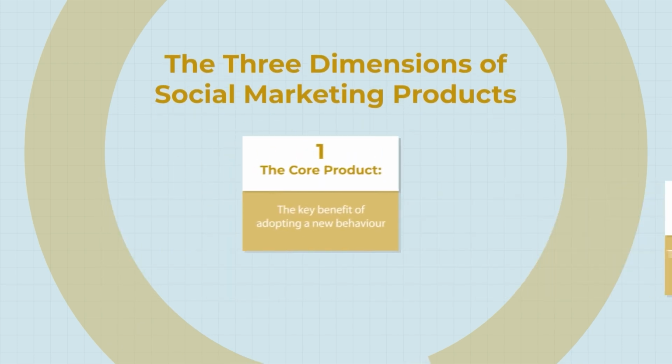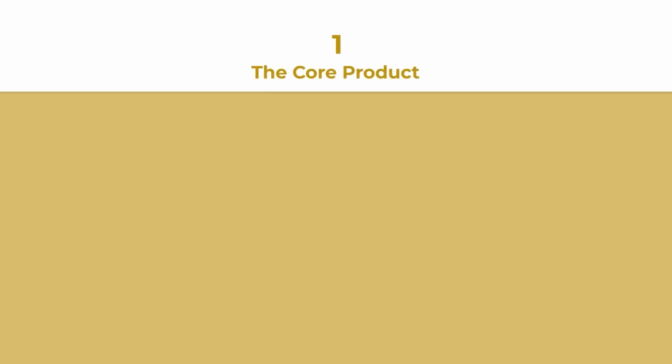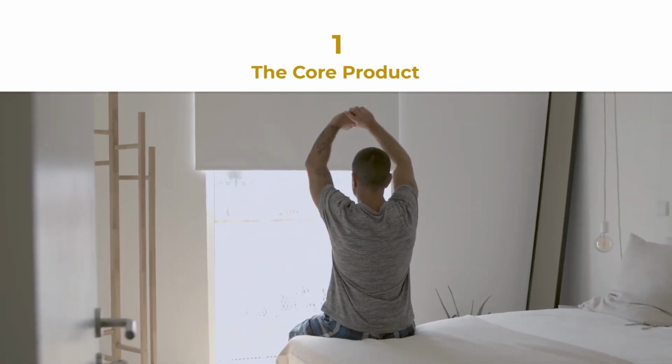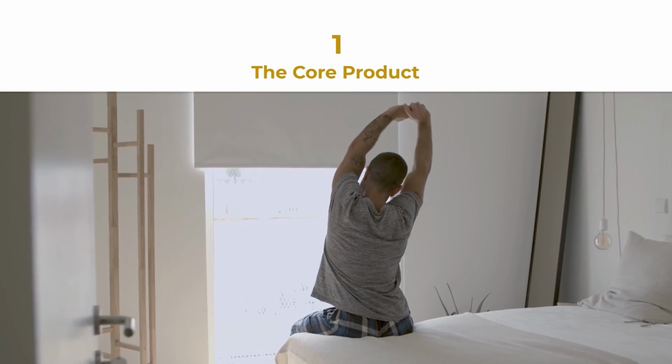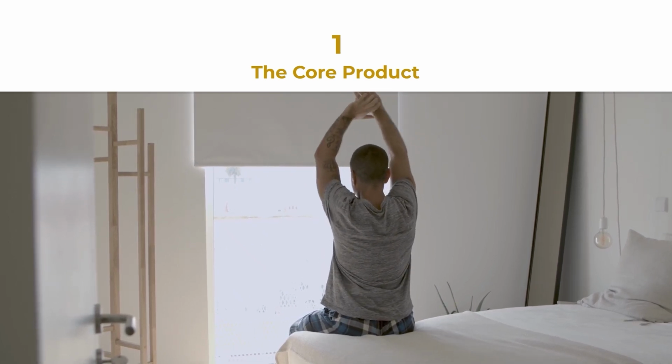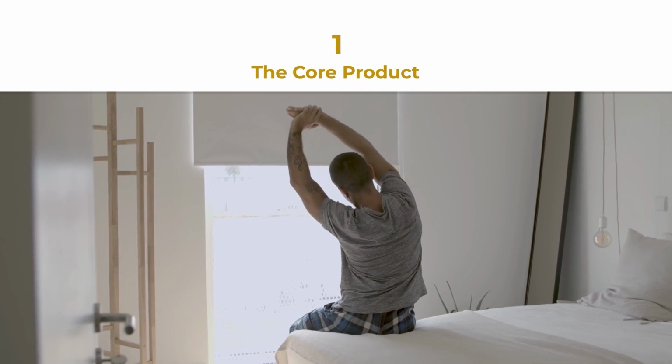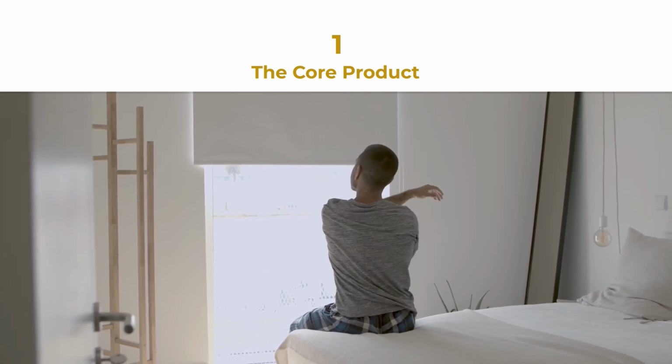First, consider the core product. Why should they care? The core product is the underlying value or benefit that resonates with your audience. People don't wake up thinking, "I really need to increase my physical activity today because it lowers my risk of cardiovascular disease." They think, "I want to have fun, feel energized, or be social."